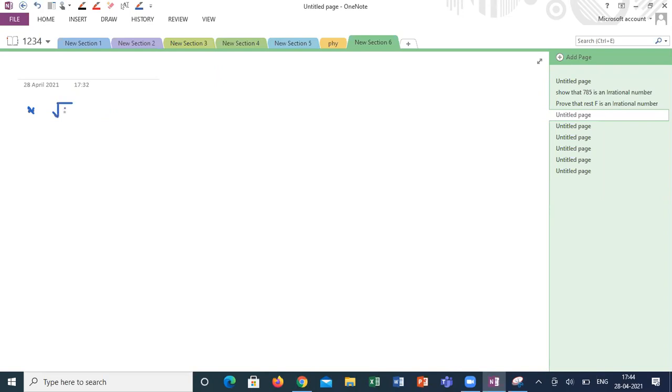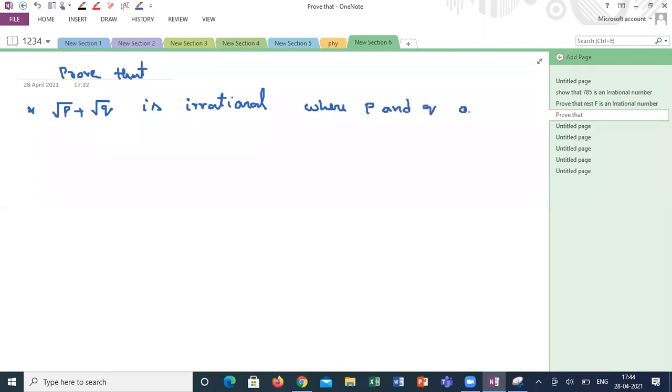Next one. Based on the previous question, prove that root p plus root q is irrational, where p and q are primes. And don't say, sir, root p is irrational, root q is also irrational according to the previous concept, then I can say the sum of two irrationals is another irrational.